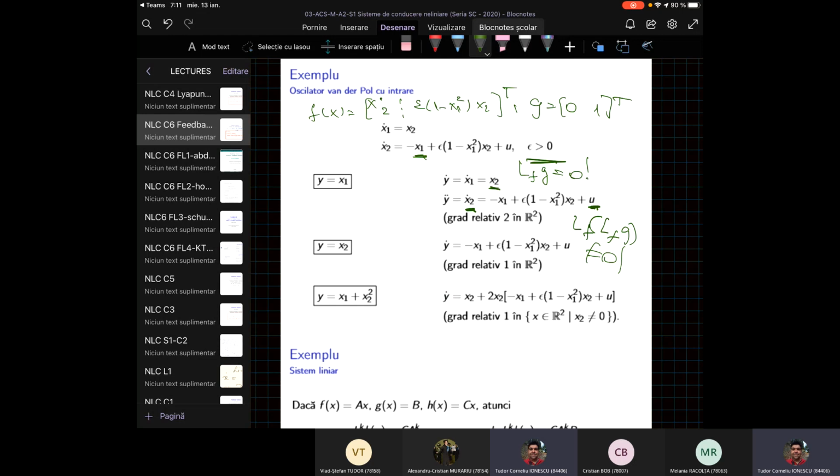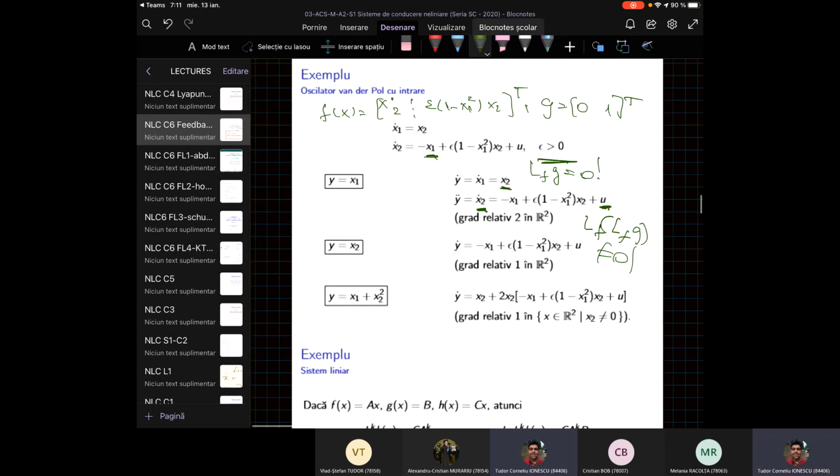It's not 0, it's 1. So what is the relative degree in this case? The relative degree is 2.